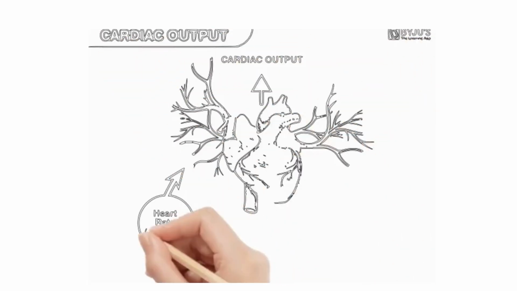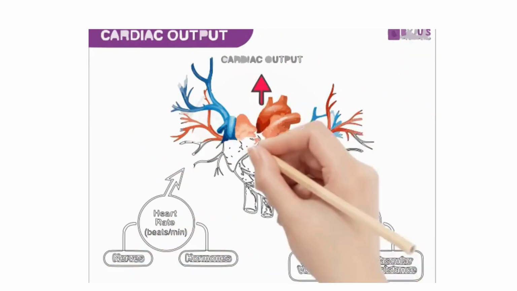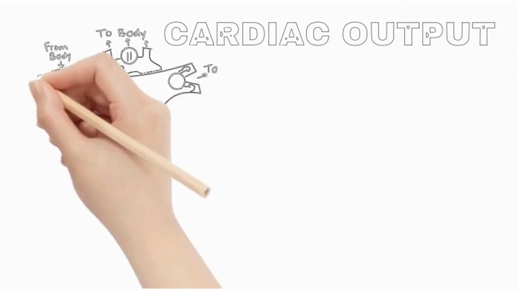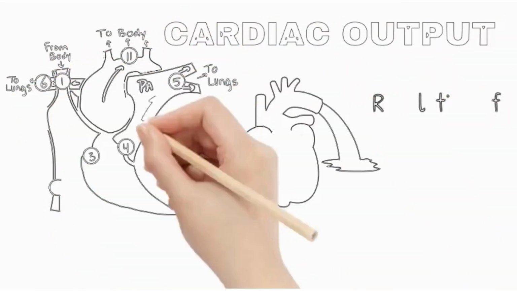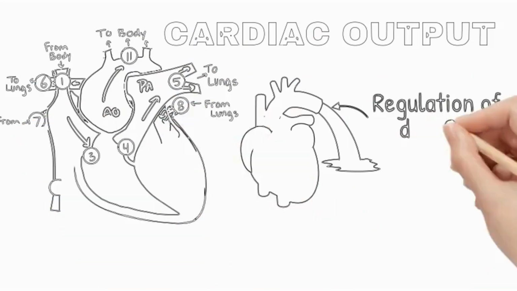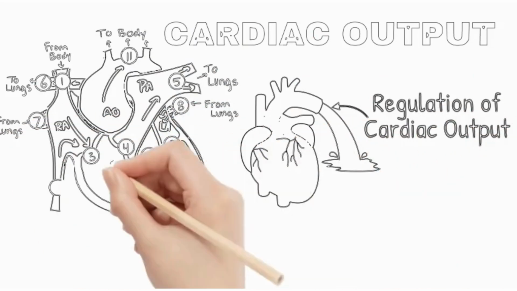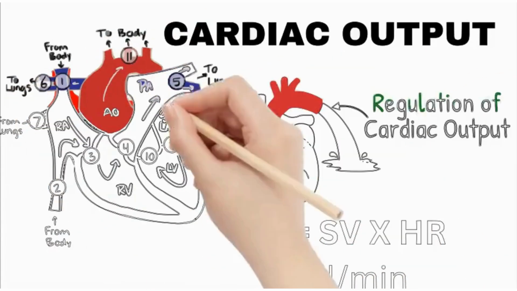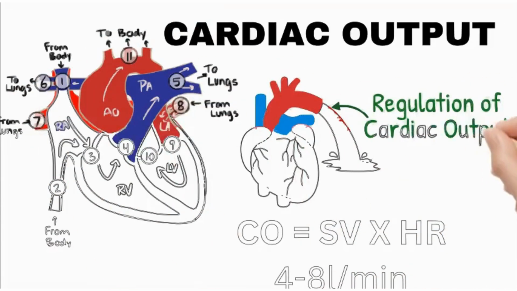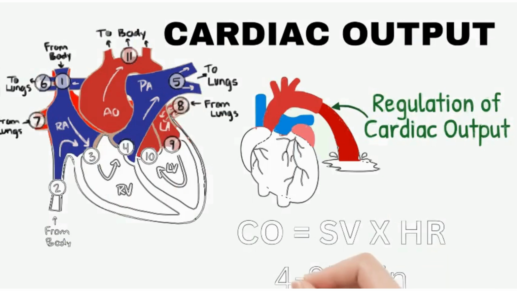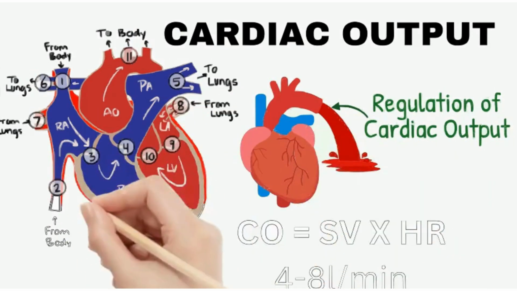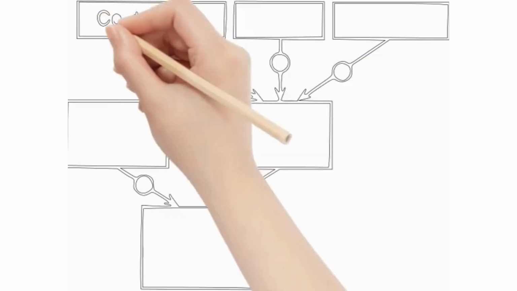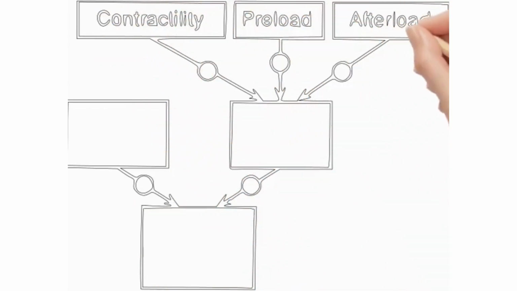Cardiac output is the amount of blood the heart pumps in 1 minute, and it is influenced by the heart rate and the stroke volume. It is also often defined as the volume of blood ejected from the left ventricle every minute. This is often calculated using the formula CO equals stroke volume, SV, times heart rate, HR. The normal range for cardiac output is between 4 to 8 liters per minute. This measurement indicates how effectively the heart is delivering blood to the body.